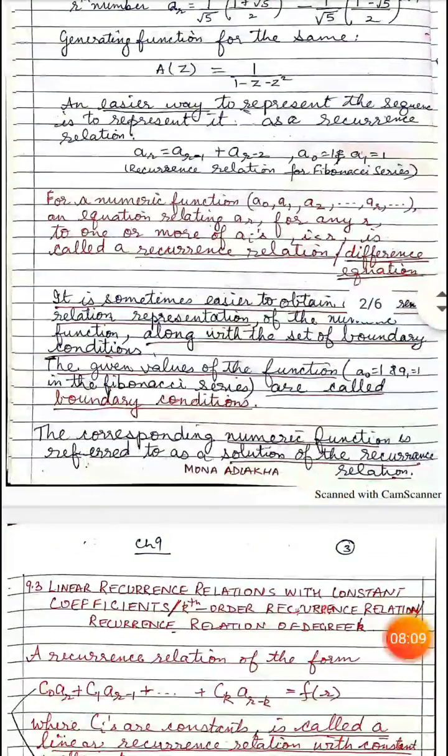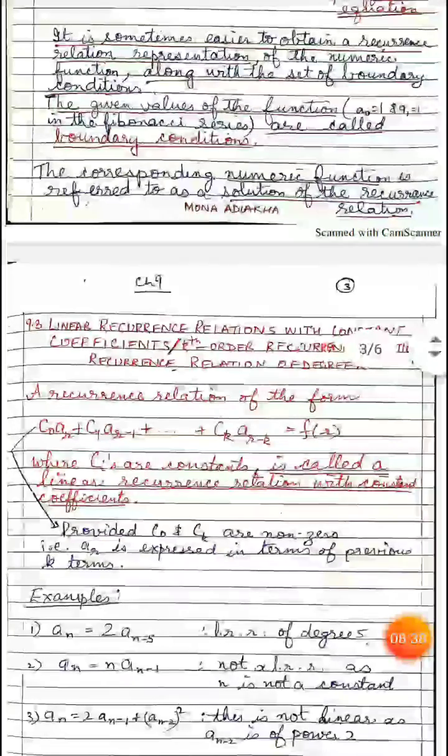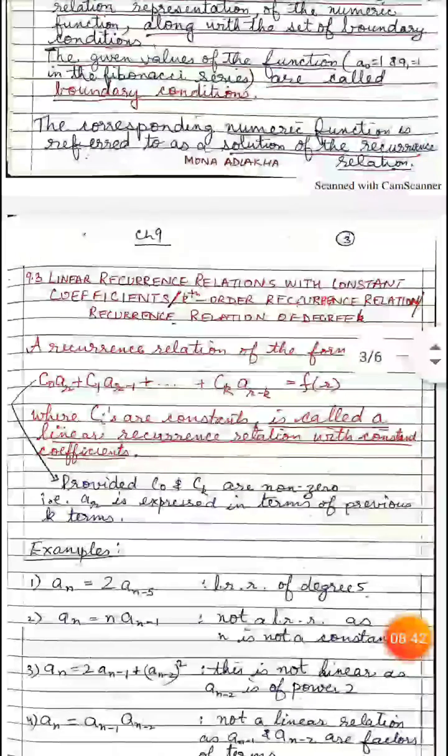The corresponding numeric function is referred to as a solution of the recurrence relation. As we will be seeing in the subsequent sections, the objective would be to find the solution of the recurrence relation. So what will you need? You will need a recurrence relation and the boundary conditions, and then you would like to find a solution. Ultimately, the solution is the numeric function.